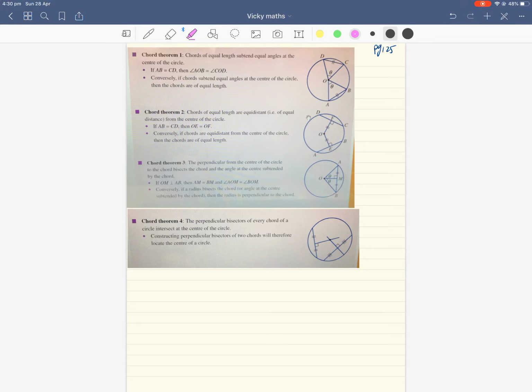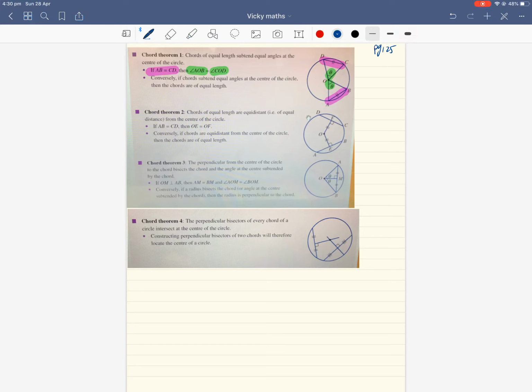Alright, so let's have a look at chord theorem number 1. So chord theorem 1 says, chords of equal length subtend equal angles at the center of the circle. Okay, so all it's saying is, if you have the chord AB, which is this one here, and it's the same distance as chord CD, right? Then we know that the angle formed by subtending at the center, these green angles must be the same. And the opposite is true. So if you know that the two green angles are the same, then you know that the purple chords will have the same distance. So that's chord theorem number 1.